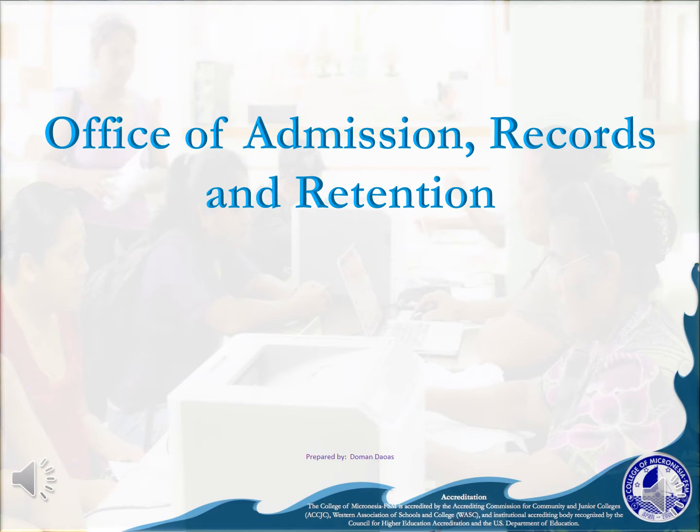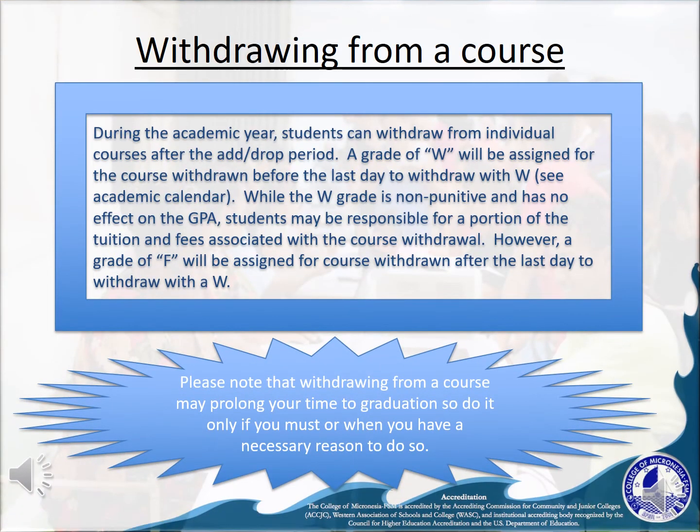Today we'll go over how to withdraw from a course while we go through the COVID-19 pandemic and we exercise social distancing. During the academic year, students can withdraw from individual courses after the add or drop period. A grade of W will be assigned for the course withdrawn before the last day to withdraw with W. See the academic calendar for the date.